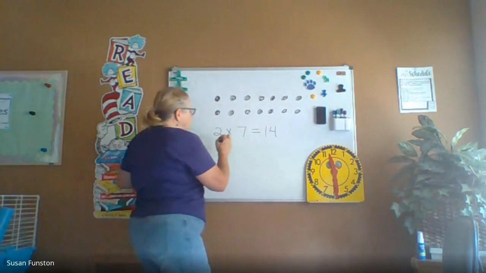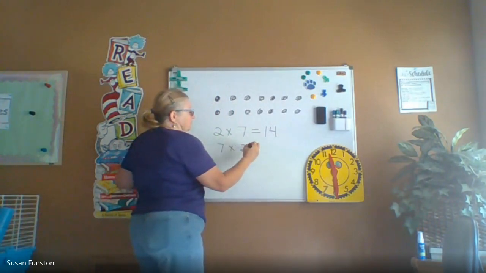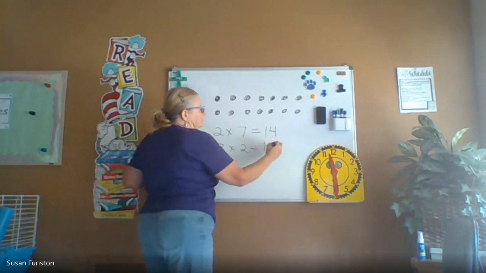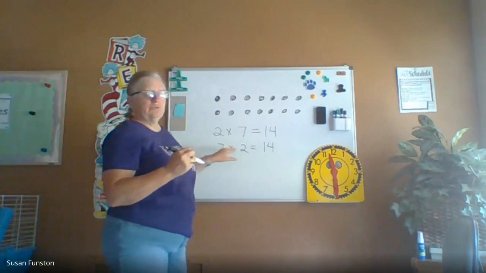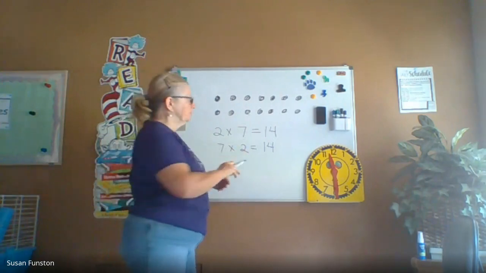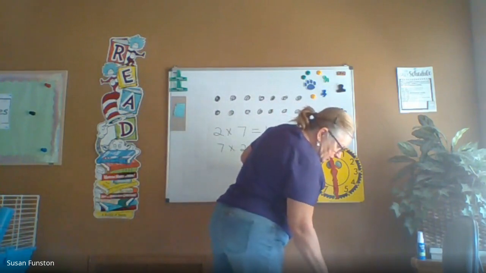Would I have a different answer if I did it the other way? 7 items in 2 rows. They'll be the same. Remember, we said that's the commutative property. We can move our numbers around. Okay, let's do one more. Let's do a bigger one.